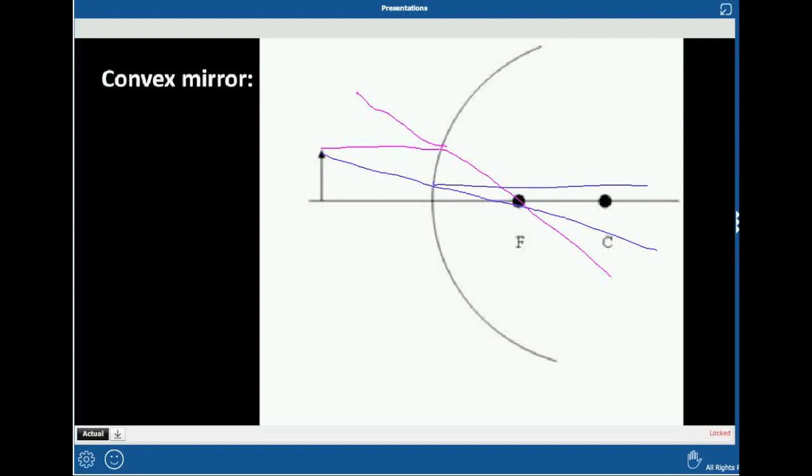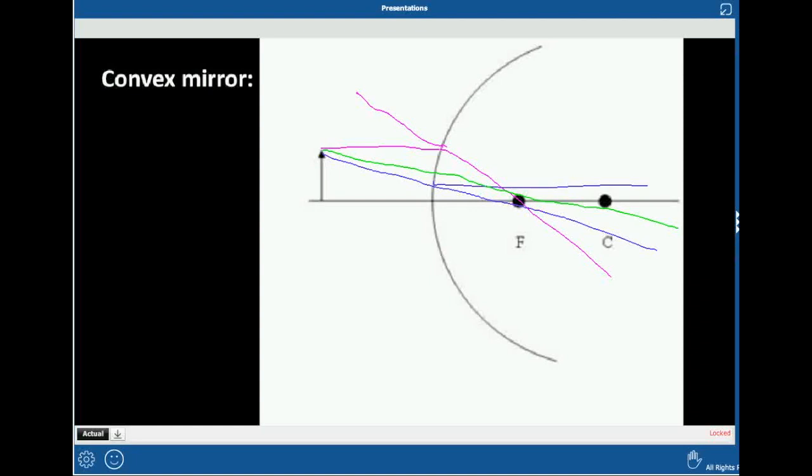Okay, and then our last one, I think this was green last time. It's going to go from the top all the way to the center of curvature. Again, that one's going to be a really hard one for me to draw. I'll try my best to get that to work out. Okay, so where these meet, that is going to be where our image is.